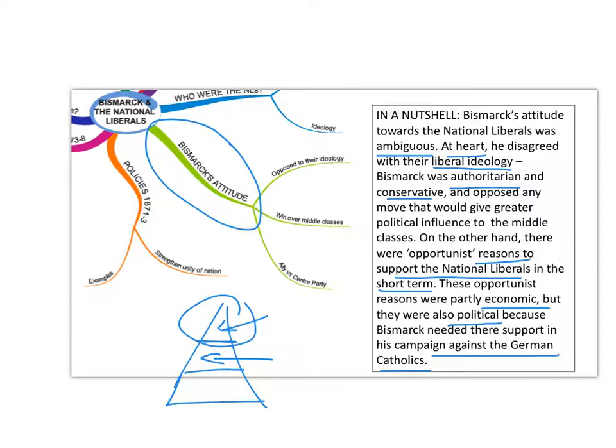So the key word here is that word opportunist. Okay, there's a bit of a conflict with Bismarck, ideologically in terms of his basic ideology, his beliefs. He doesn't agree with the National Liberals. He doesn't agree with their liberalism. But in terms of his short-term aims, he needs to work with them and gain their support. Okay, so that's in a nutshell.